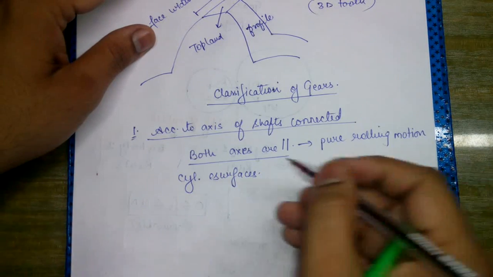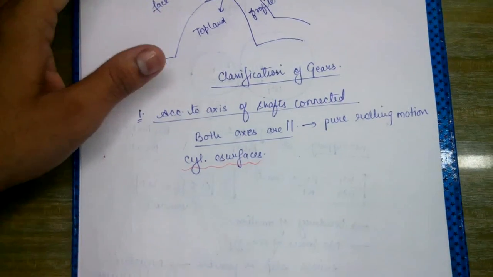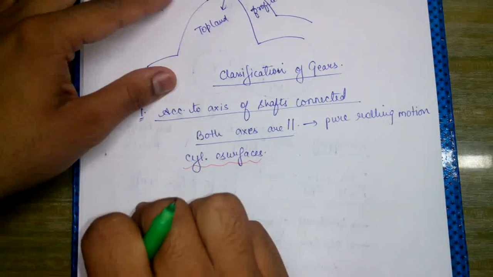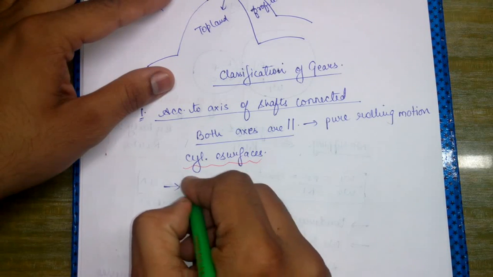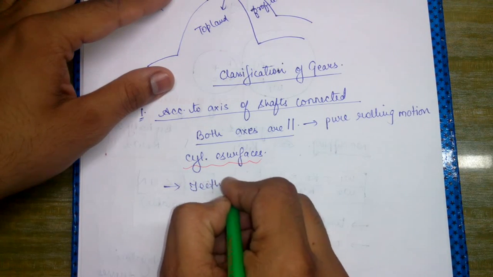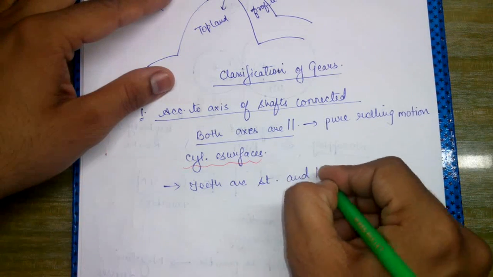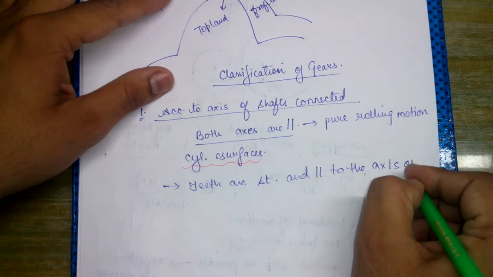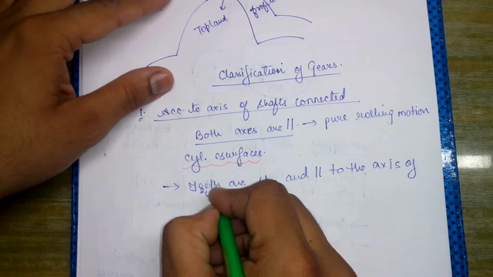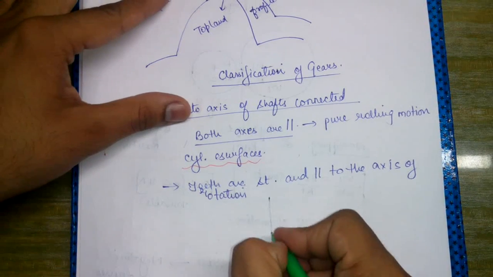This is a very important point. Here two cylindrical surfaces are used to transmit power or motion between them. The characteristics of the teeth here are that the teeth are straight and parallel to the axis of rotation.